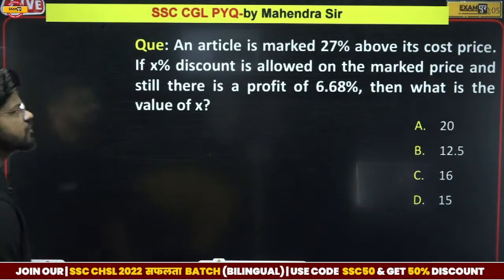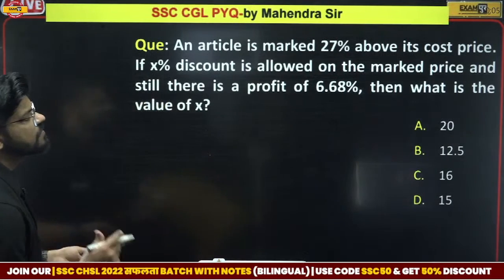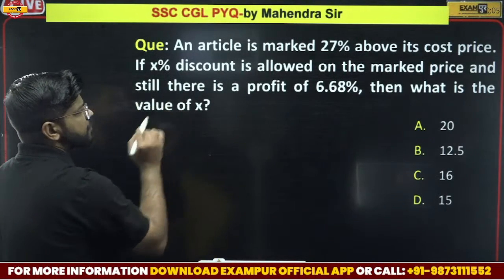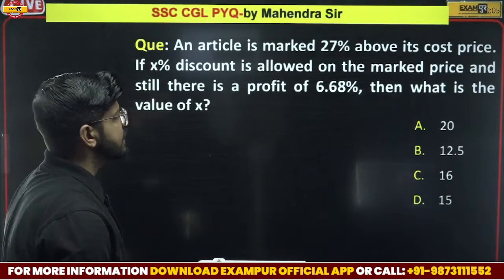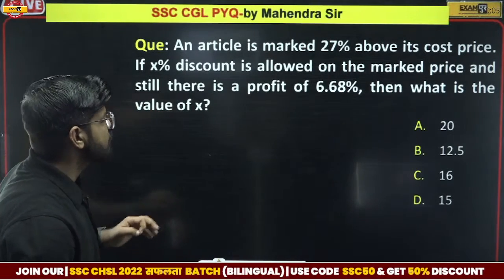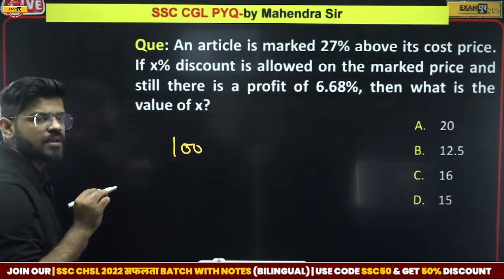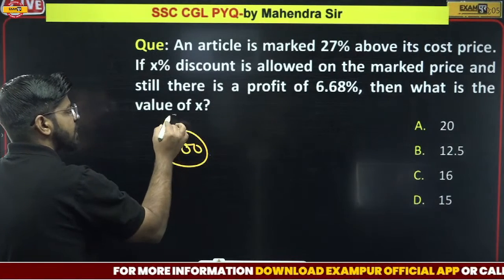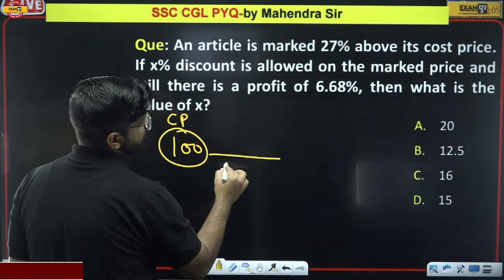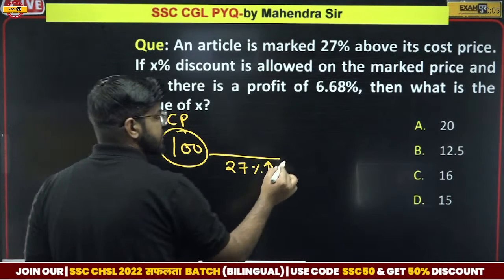Let's move on to another question. Here the question is saying that an article is marked 27% above its cost price, and if X% discount is allowed on the marked price, and still there is a profit of 6.68%, then what is the value of X? Suppose we have a cost price of 100. Now what we have done is marked it up by 27%. We have increased this by 27%.